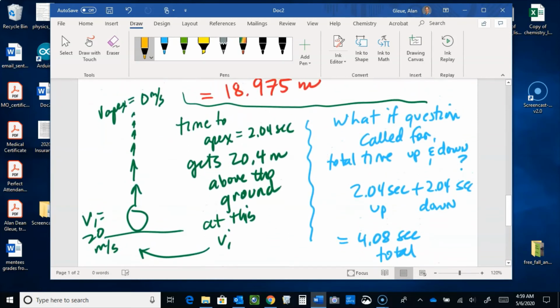Now, sometimes they might ask you to find the total time up and down. Well, we know the time up is 2.04 seconds. So we have symmetry here. The ball comes up, comes down, and if we neglect any sort of atmospheric conditions, air resistance, etc., the ball's going to have the same time up as it comes down. And so we can multiply that time up by 2, or just add it to itself, and we get 4.08 seconds total. So the ball would be in the air for that long.